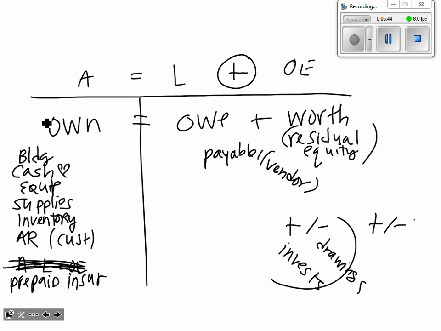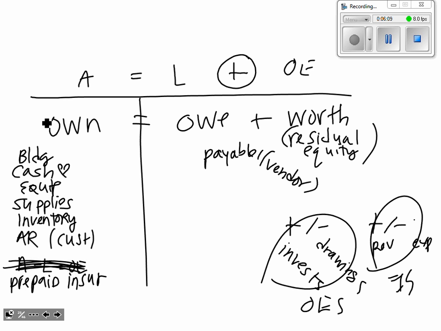That has to do with the owner's equity statement, and we'll learn about that when we get to it, whether it's tomorrow or Monday. Then there's other stuff that affects owner's equity. What are they? What's the plus over here? Revenue, so we're going to sell stuff. And what else? Expenses, and that has to do with the income statement.